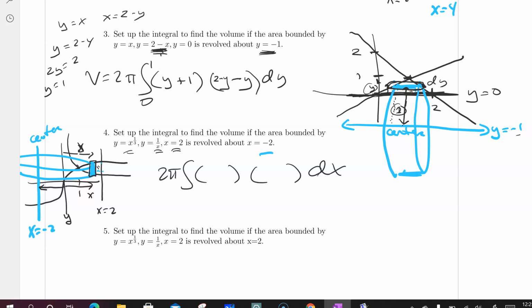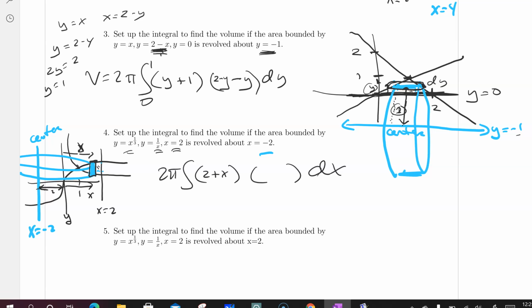And then this is a distance of 2, right? Even though it's back at -2, I'm building a three-dimensional physical object. So it's a distance of 2. So the total radius will be the distance of 2 plus the x.